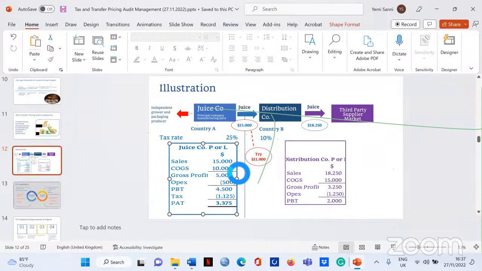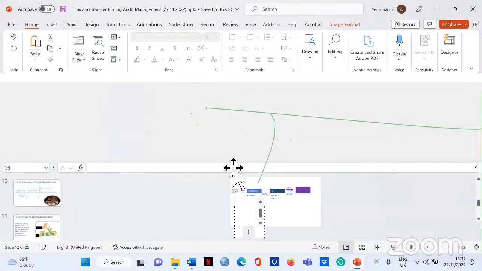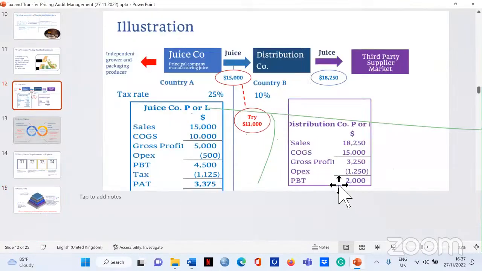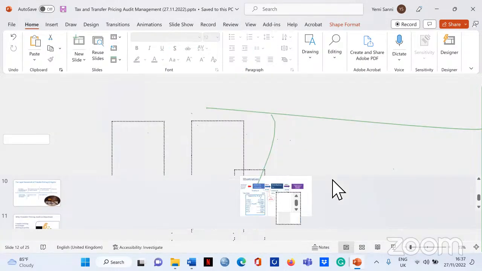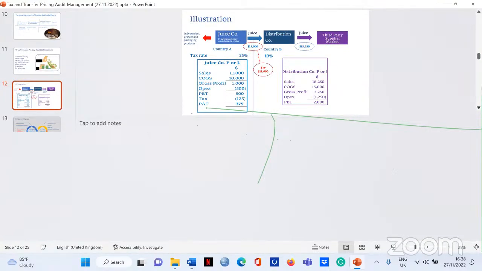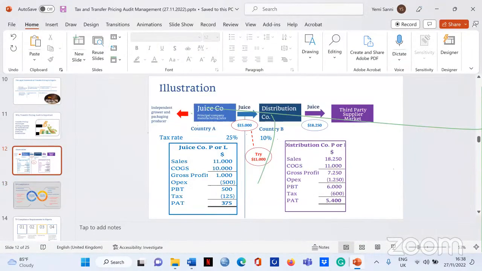So if the amount changes to 11,000, now you can see here the profit after tax. Now, this 15,000 changes to 11,000, and this one too. So can we see the impact now?